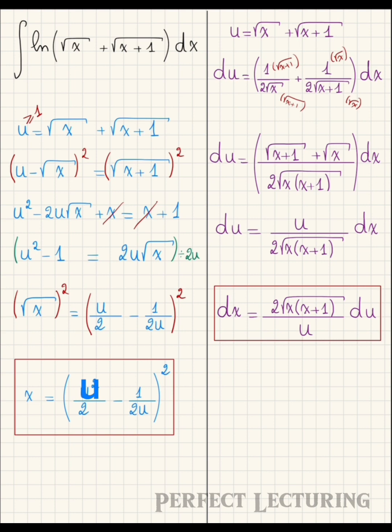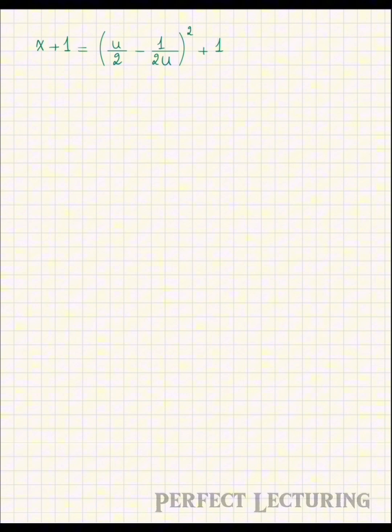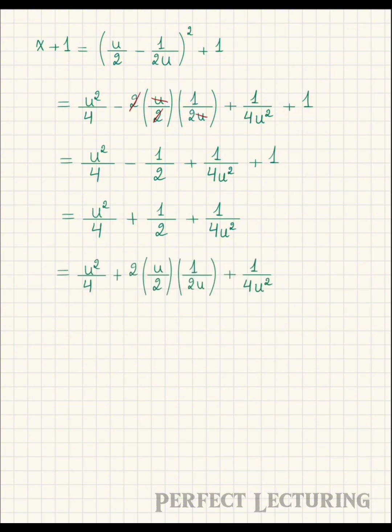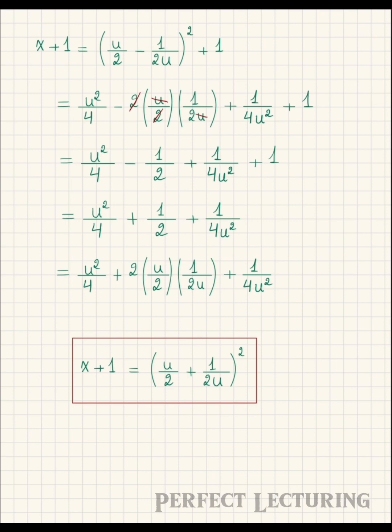Let us now explore what x plus 1 is in terms of u. We start with the following. x plus 1 is equal to this expression plus 1. We expand. These twos cancel out, as well as the u's, and we get this. We now add negative half with 1. Then we again write 1 over 2 as this expression, 2 times u over 2 times 1 over 2u. And what is that? That is a perfect square. And this is really beautiful. We got x plus 1 is equal to u over 2 plus 1 over 2u all squared.